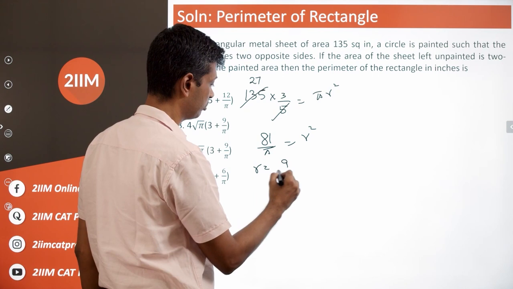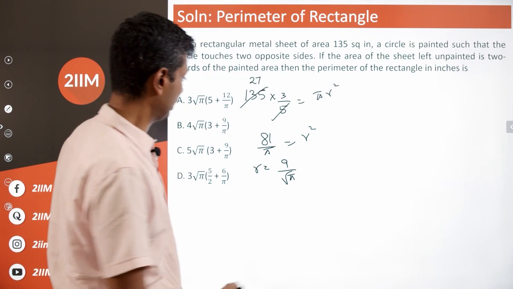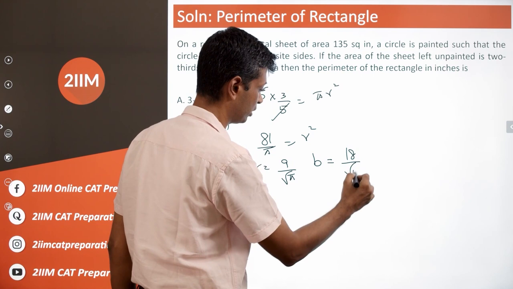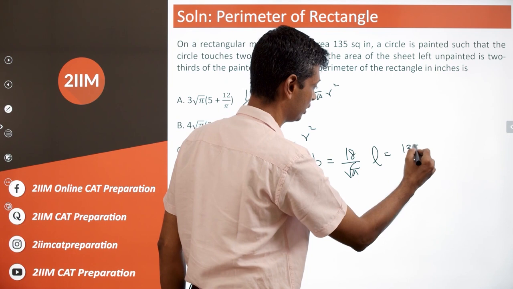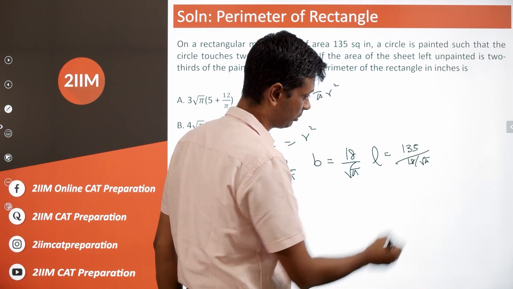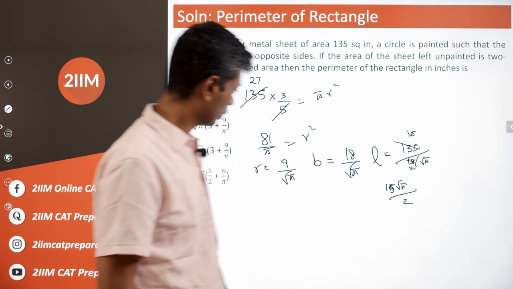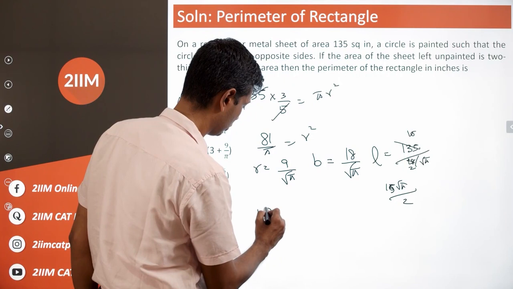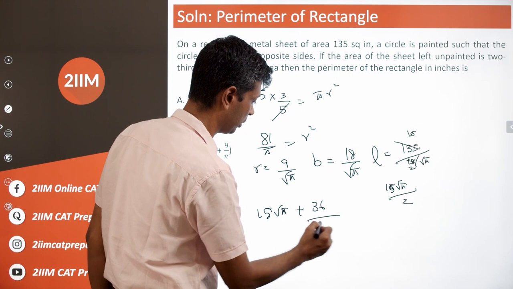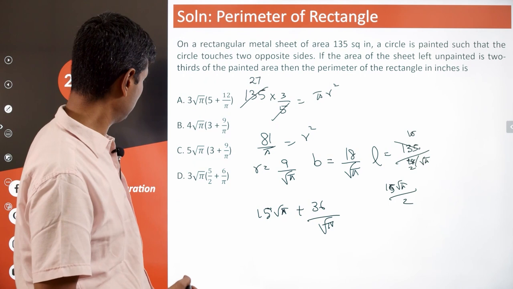We want to find a perimeter of the rectangle, then the breadth is 18 by root pi, it is twice r radius. The length is 135 by 18 by root pi. 135 is a multiple of 9, it becomes 15. This is 2. It is 15 root pi by 2. Looking at 2 times length plus breadth. So, twice of length is 15 root pi plus 36 by root pi. Looking for a choice that is 15 root pi plus 36 by root pi.